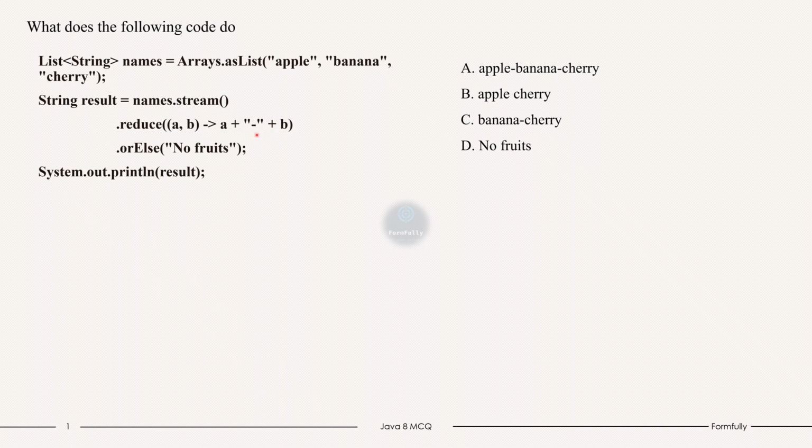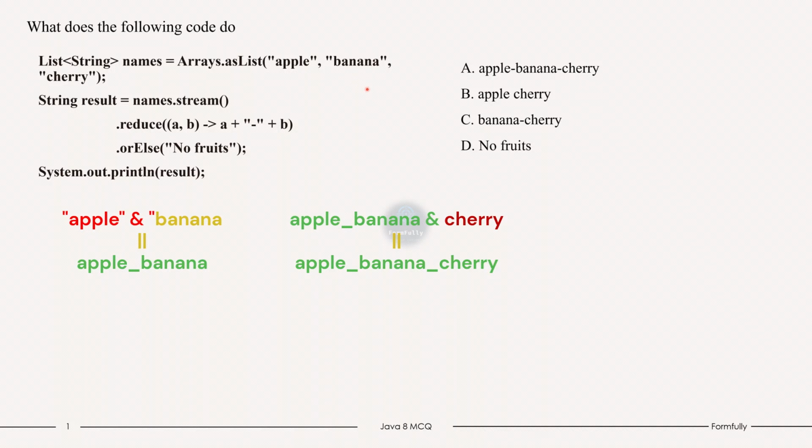For the given list, the reduction process works like this: first apple and banana are combined into apple-banana, then apple-banana is combined with cherry to get the final result apple-banana-cherry. Then orElse("no fruits"). The orElse method provides a default value to return in case the stream is empty. If the names list had no elements like apple, banana and cherry, this code would return no fruits instead of performing the reduction. Then printing the final result, it will print apple-banana-cherry.